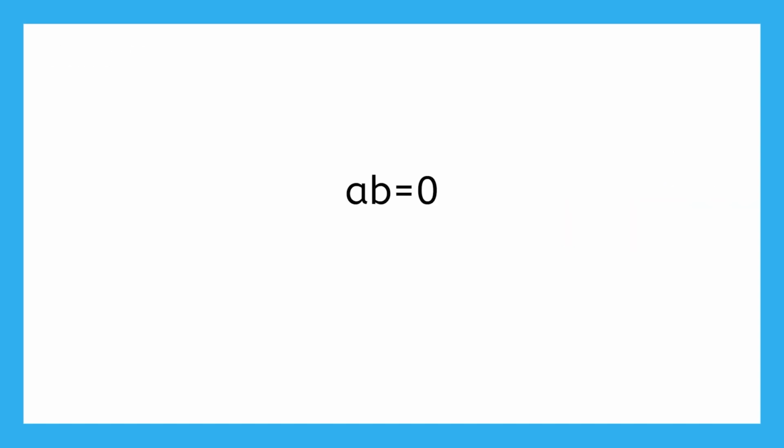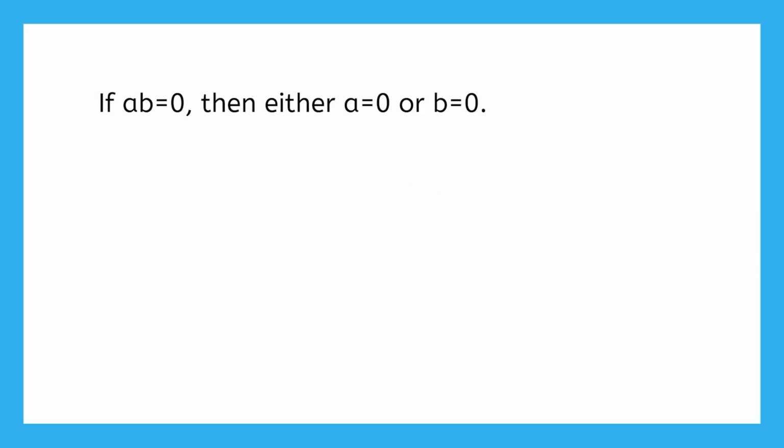Imagine that we have any factors being multiplied together to create a product of 0. We'll call them A and B. What can we tell about this equation based on the fact that it is a product of two factors that multiply together to make 0? The only way for two factors to multiply to a product of 0 is if one of the factors is 0. We can summarize this by saying if A times B equals 0, then either A equals 0 or B equals 0. This phenomenon is called the zero product property, and it's really useful for solving quadratic equations.